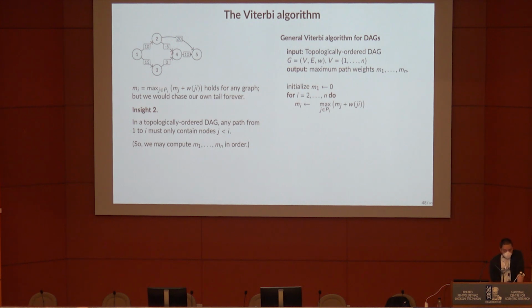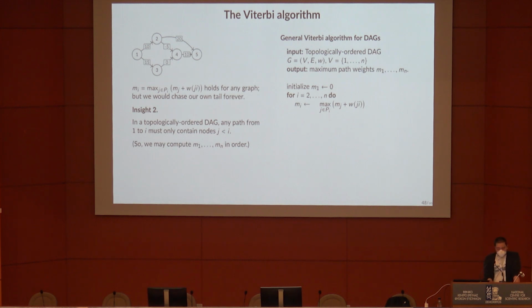And then when you have to compute M4, now we finally have a choice between 1, 2 and 2, 4, or 1, 3 and 3, 4. But because we only need to pick one, right, we can compute all of these maximum weights incrementally, following along the graph in topological order. So combining insight 2 and insight 1, we essentially get an algorithm. And this is known as the Viterbi algorithm.